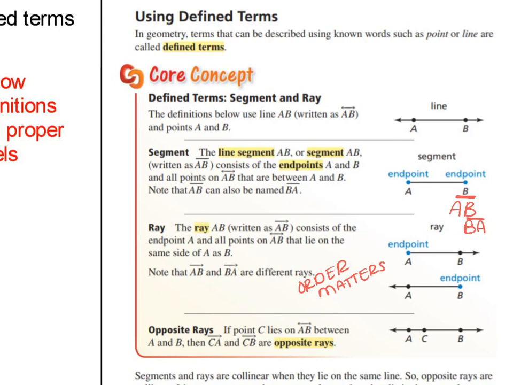So it says the ray AB, written AB with a kind of line-segment mishmash, you have just the single arrowhead. That tells me that you have a ray. Okay, that's different than ray BA. Ray AB and ray BA are different.